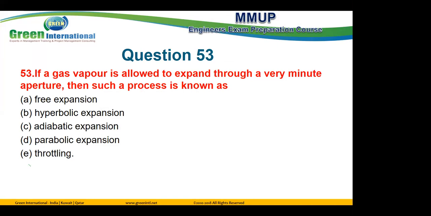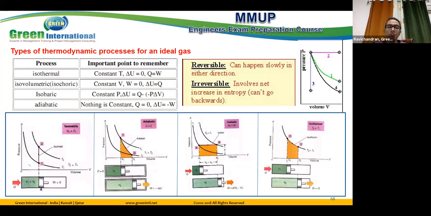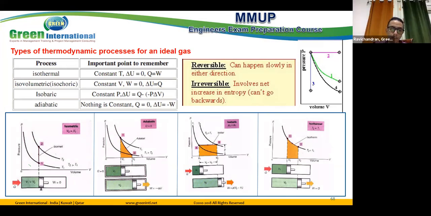Expand to a very minor temperature. Throttling process. Throttling. Just combine all processes in one slide. What are the processes we're going to study here? Isothermal, isobaric, isochoric, adiabatic, and also what is meant by reversible and irreversible.